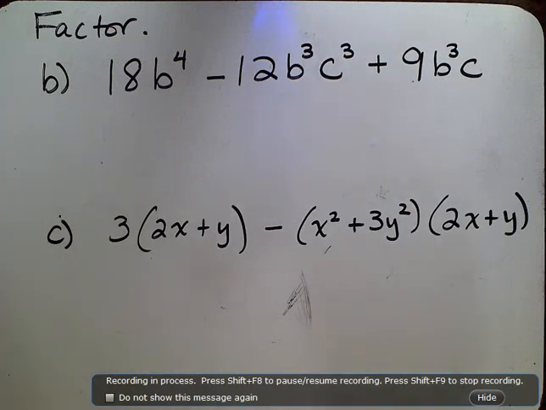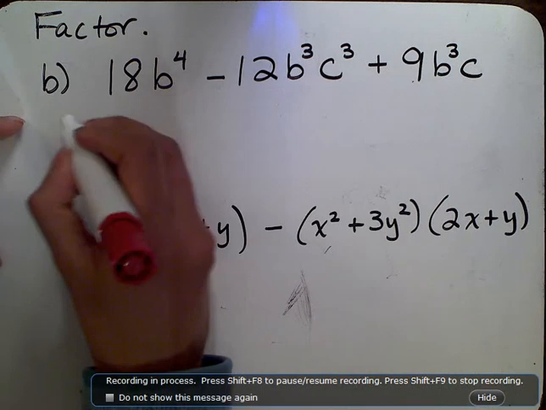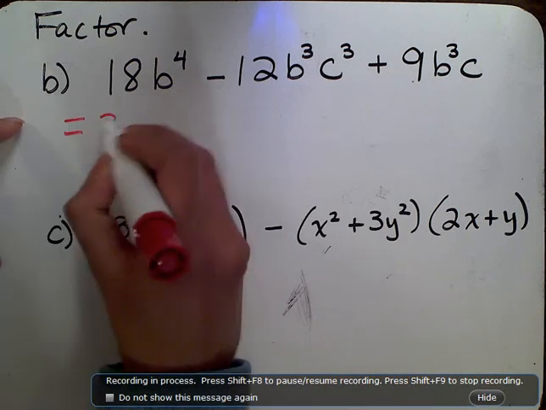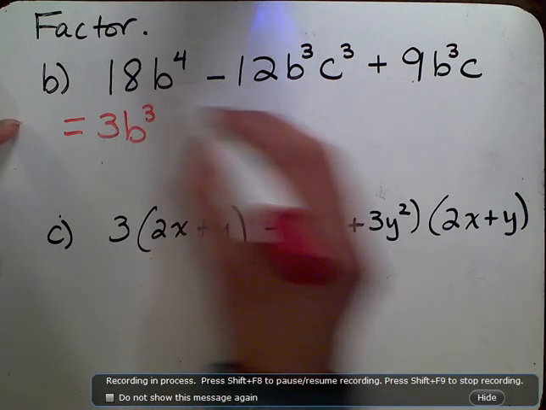Okay, we are going to continue with common factoring. So this time I want to factor 18b to the fourth minus 12b cubed c cubed plus 9b cubed c. Now, there are some different factors we could choose, but remember when we're factoring, we always want to pull out the greatest common factor. So the greatest common factor in this question would be 3b cubed, and that's it. There's no c term because there's no c term here.